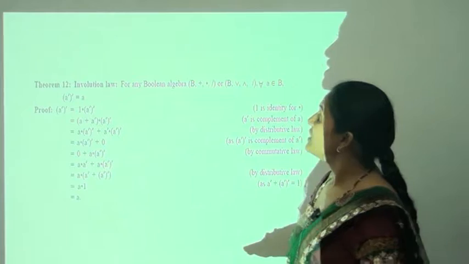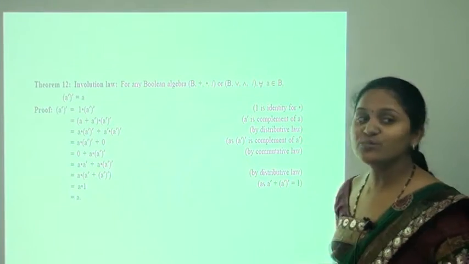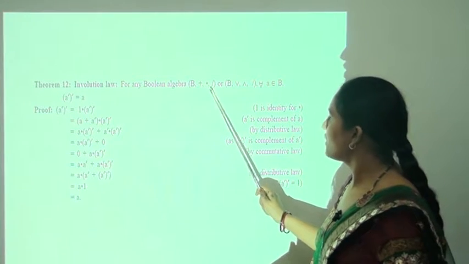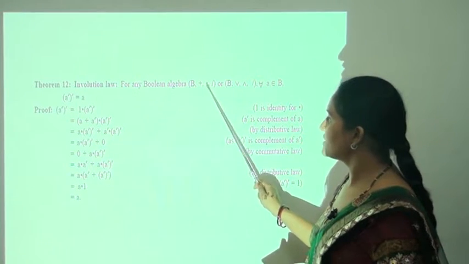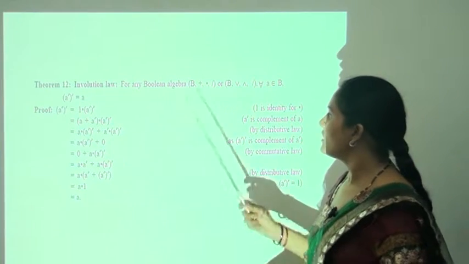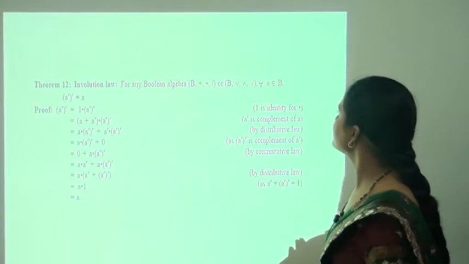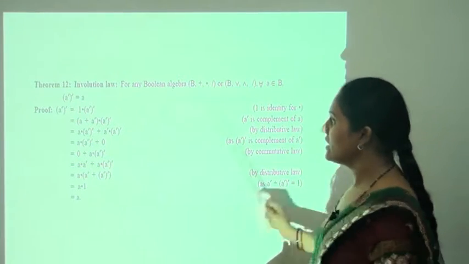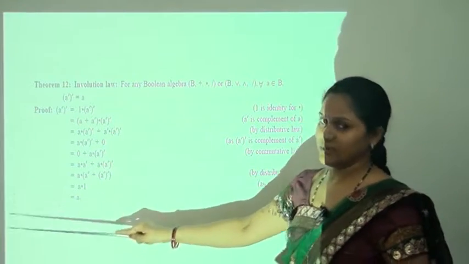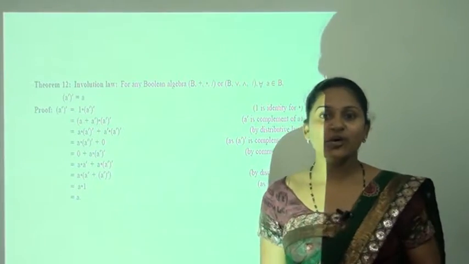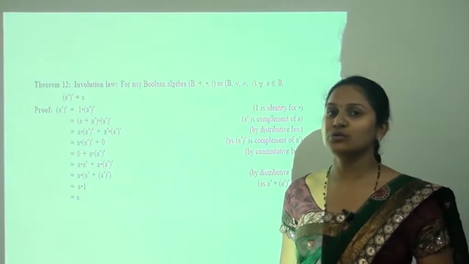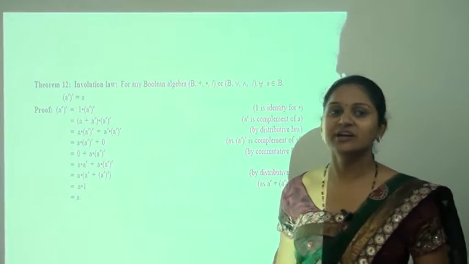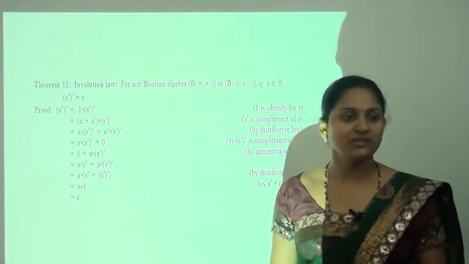Again, this is the involution law. What is the involution law? For any Boolean algebra B, plus, dot, complement, these are the operations, and we know here 0 and 1 are always written. So for all A belongs to B, complement of A complement is A. Complement of A complement is also equal to A. We have taken the complement a second time, that's why the previous one is the result. So you can do this calculation part.